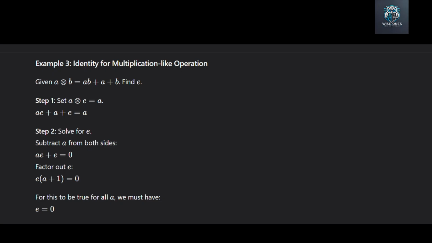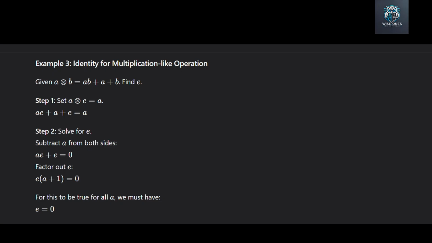Step 2. Solve for e. Subtract a from both sides. We get a times e plus e equals 0. Now we need to factorize. Both terms have an e, so we write e times (a plus 1) equals 0. For this to be true for all values of a, e must be 0, because if e is 0, 0 times anything is 0. The answer is the identity element is 0.